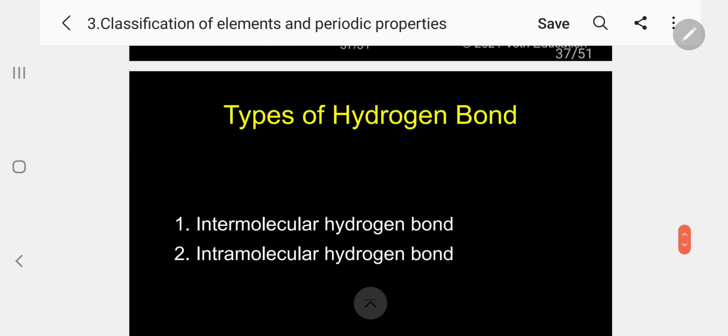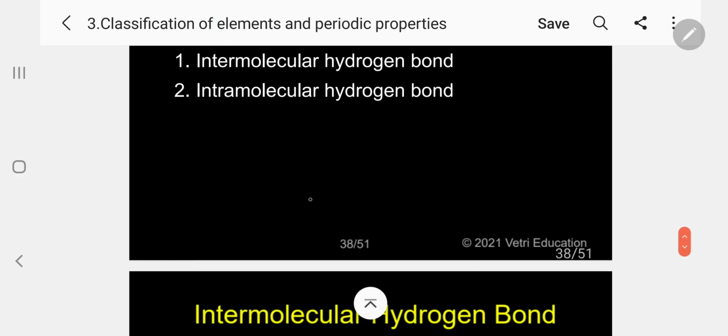types of hydrogen bond. There are two types of hydrogen bond: intermolecular hydrogen bond and intramolecular hydrogen bond. What is inter? Inter means between two. Intra means within a molecule. Let me explain with a suitable example.